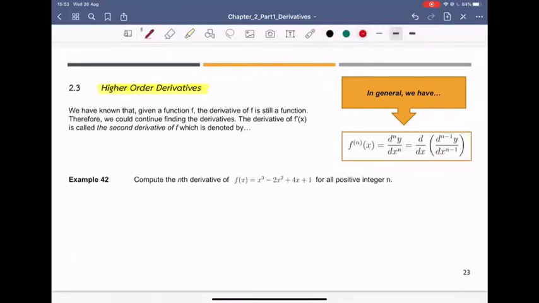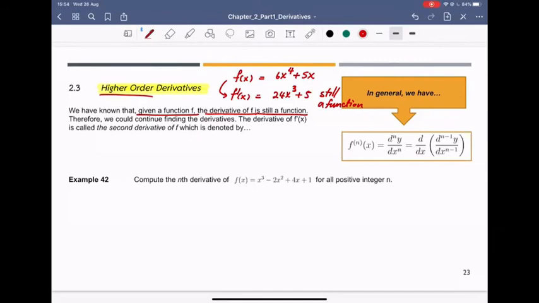We know that if I give you a function f, the derivative of f is still a function, right? Let's say I have f(x) equal to 6x to the fourth power minus 5x. If you differentiate that, you get 24x cubed minus 5. This is still a function, which means you can differentiate more. If you do that, this is called higher order derivative. If you do it one more time, this is called the second derivative of f.